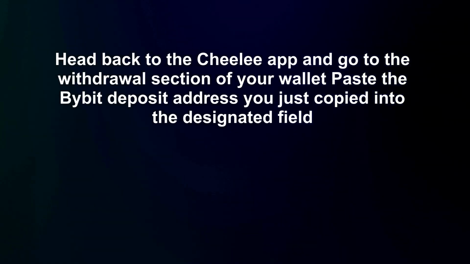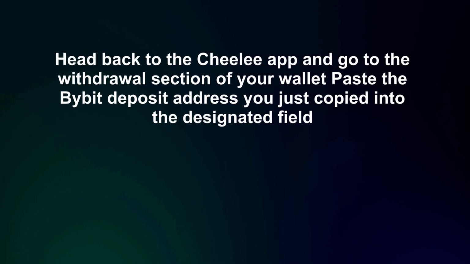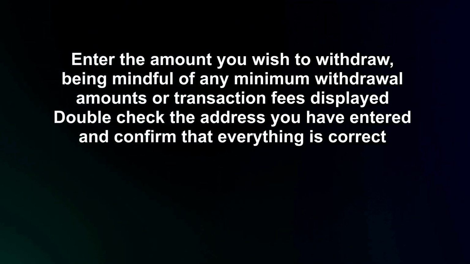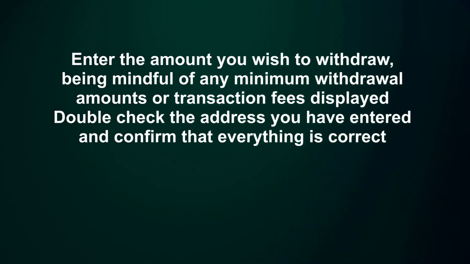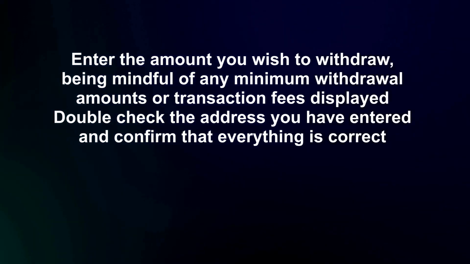Head back to the Cheelee app and go to the Withdrawal section of your wallet. Paste the Bybit deposit address you just copied into the designated field. Enter the amount you wish to withdraw, being mindful of any minimum withdrawal amounts or transaction fees displayed. Double-check the address you have entered and confirm that everything is correct.